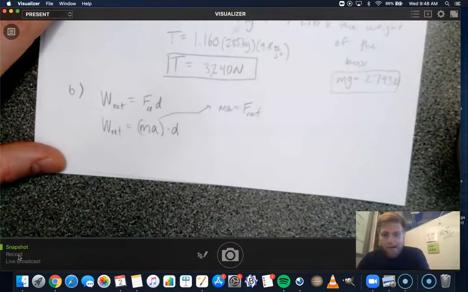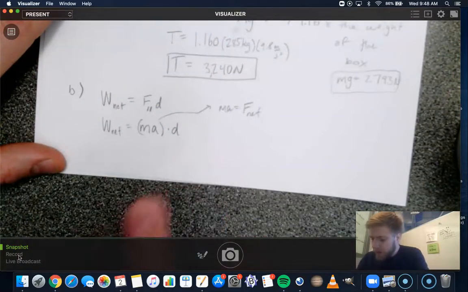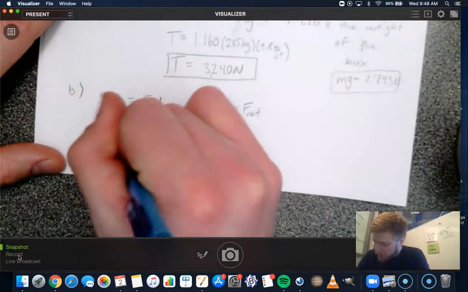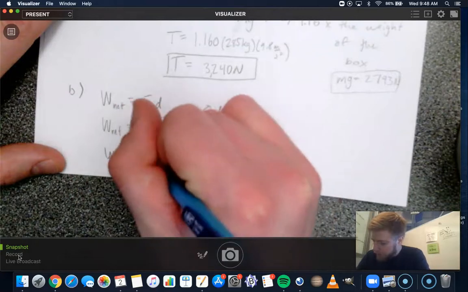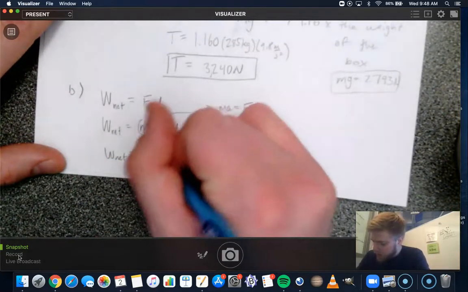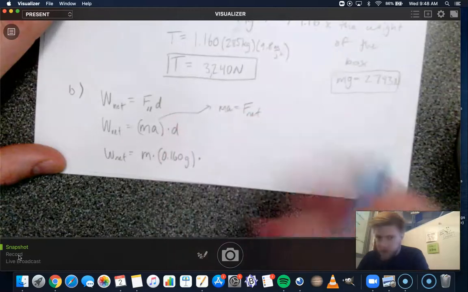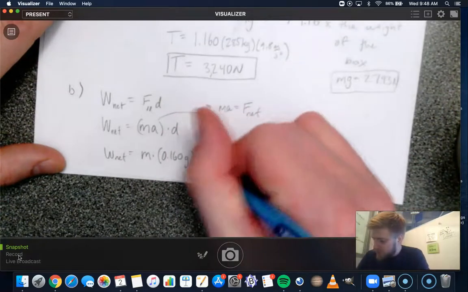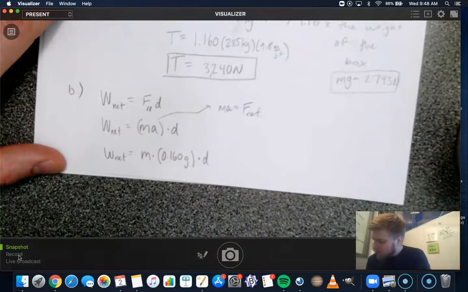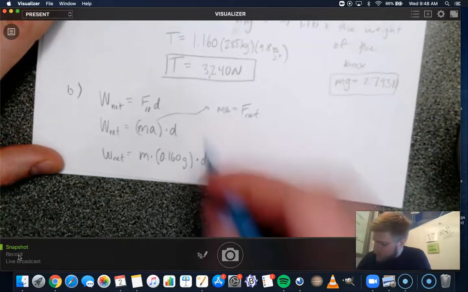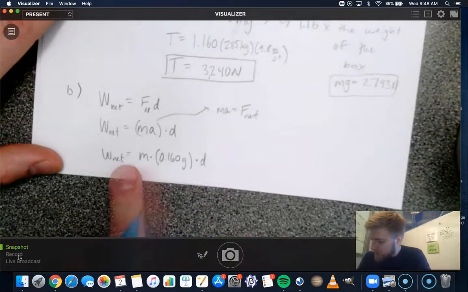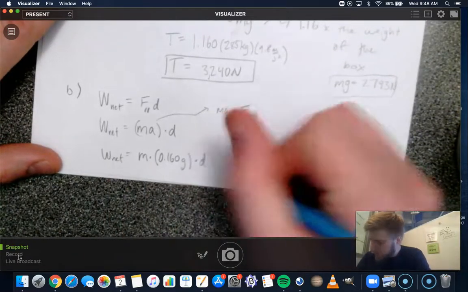So what we can do there is plug in the information that we know. So the net work is equal to m times a. Well, we know a. It's 0.16 g times the total distance. We'll just write that as d for right now. So I'm going to rearrange this just a little bit. I'm going to pull the constant out front, smush the mg's together, and just rewrite that.